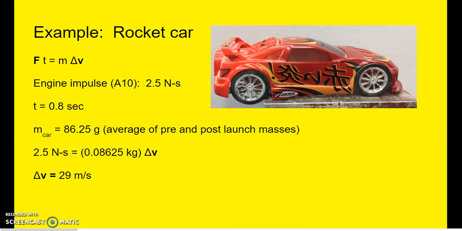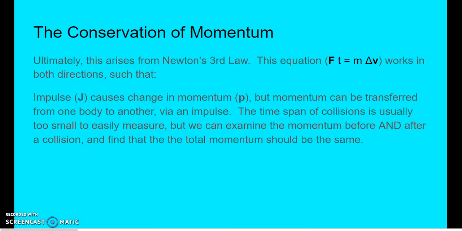So we should expect, with that amount of impulse, that the mass of that car should be propelled to a change in velocity of 29 meters per second, or about 60 miles per hour. So, conservation of momentum, our main topic. This does arise from Newton's third law. The equation we've just seen, Ft equals m delta v, works in both directions. Impulse causes a change in momentum, but momentum can be transferred from one body to another via an impulse.